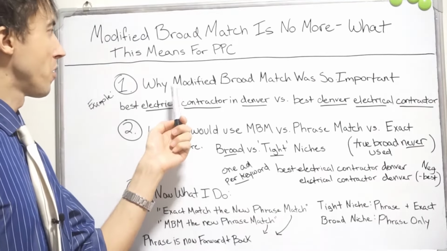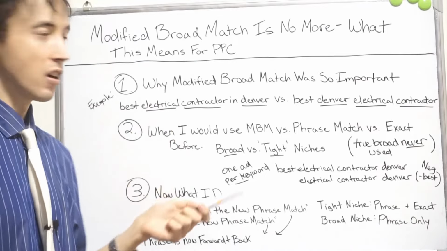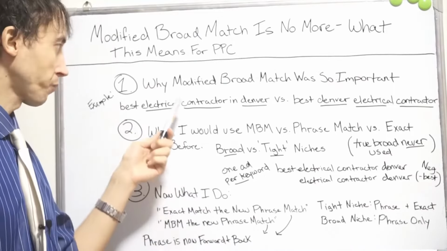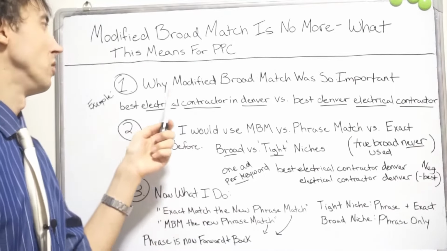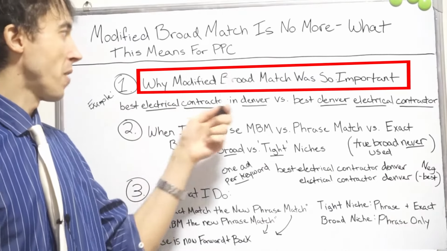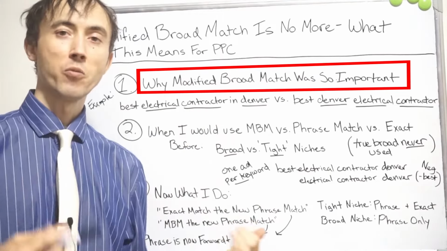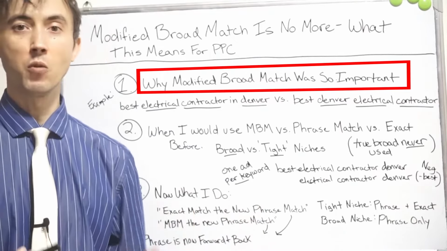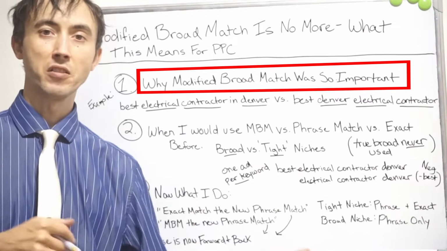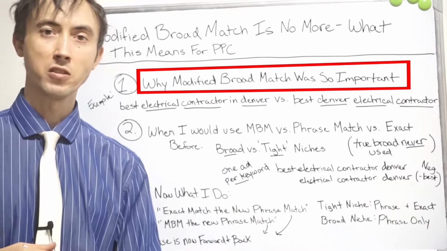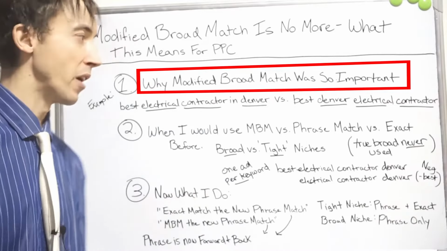So the first thing I'm going to explain in this video is why modified broad match was so important, so that you know what you're missing, what the ways are to compensate for it, and then how it will affect your results using the new way versus the old way.